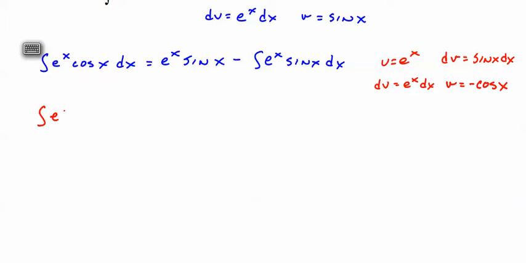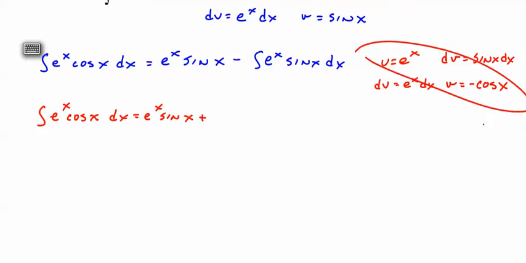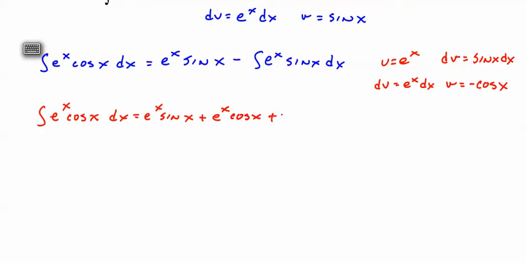Integral of e to the x cosine of x dx equals e to the x sine of x. I usually throw my minus in because this is where things get messy. Plus, because they're going minus, and we're doing this one, and that's a minus minus. e to the x cosine of x, minus minus plus integral of e to the x cosine of x dx. Notice we have one here and one here.